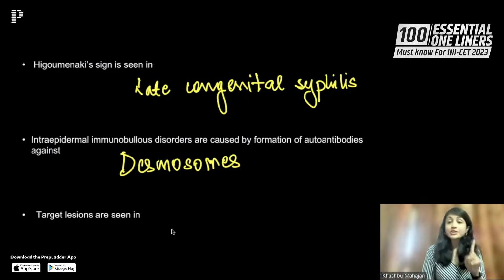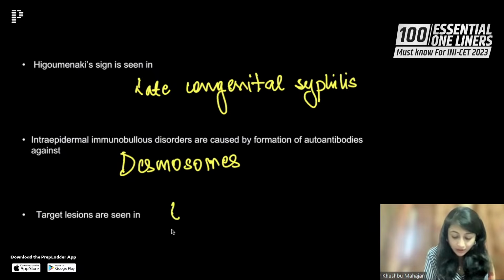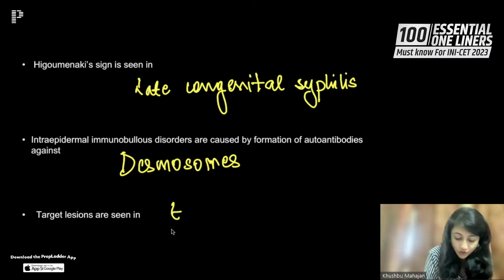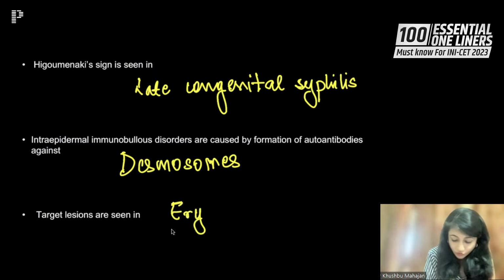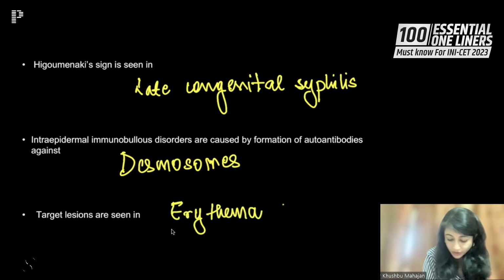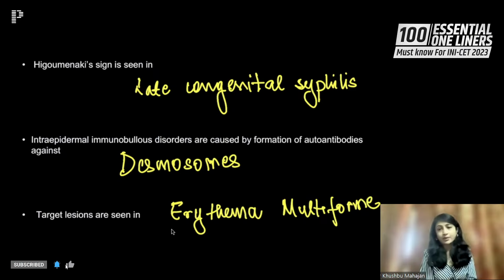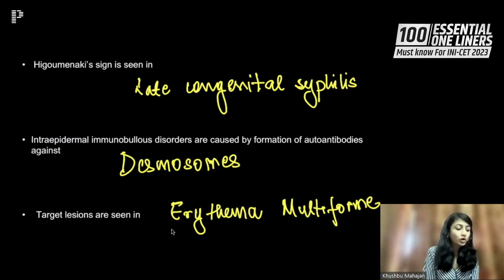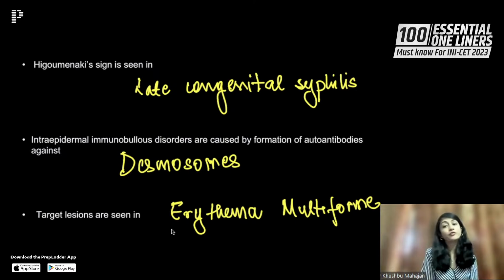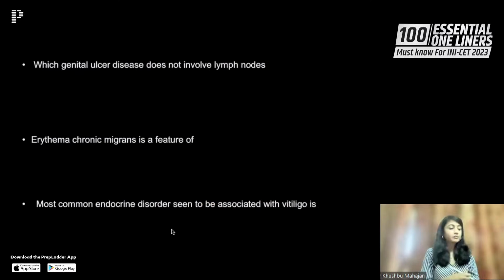The target lesions are, you're right, it is seen in erythema multiforme, not in Lyme's disease. In Lyme's disease, you see something else, which will come soon. So target lesions are seen in erythema multiforme. Quickly answer me, what is the most common cause of erythema multiforme? The most common cause of erythema multiforme is, quickly give me an answer to that.